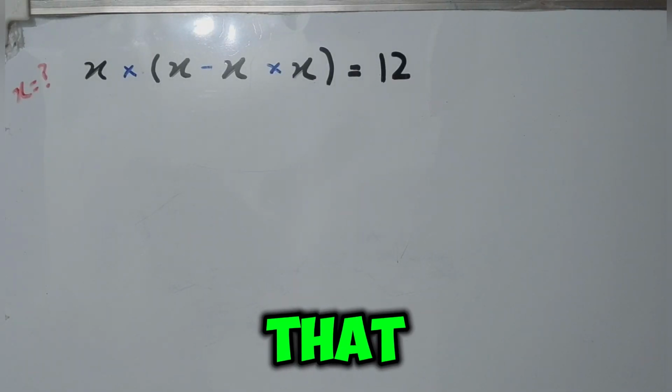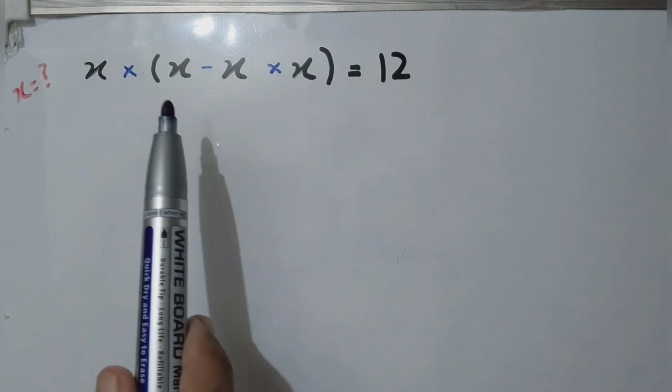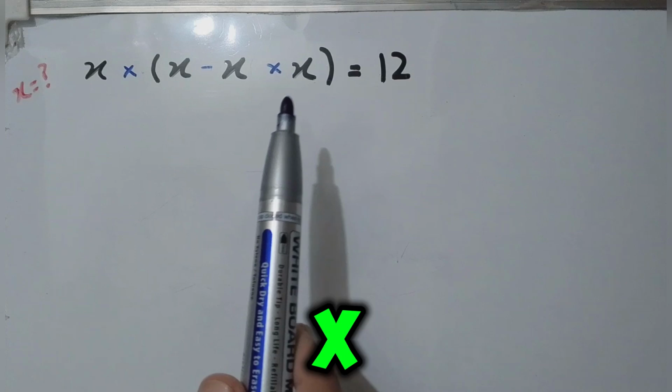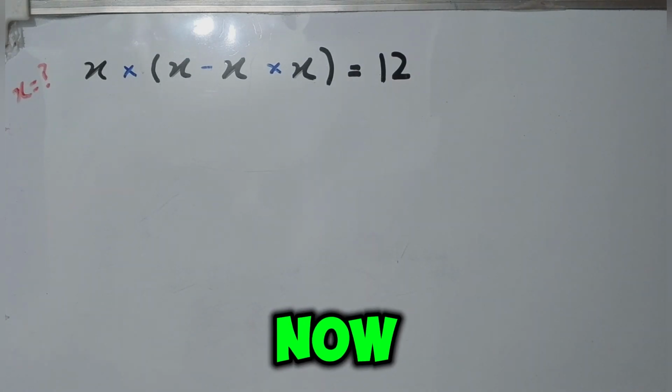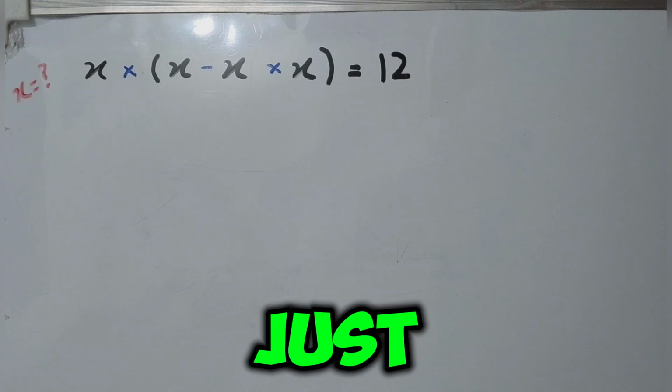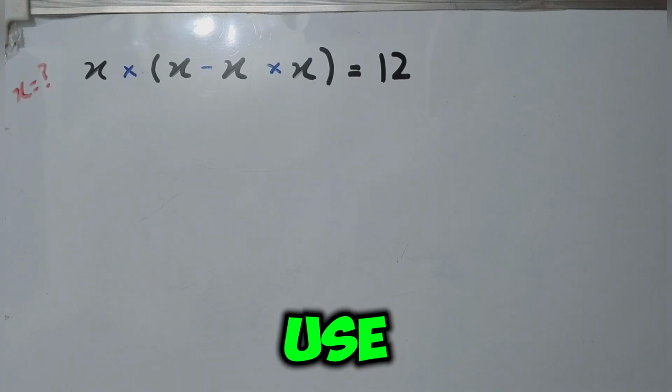So imagine that you were given this equation: x multiplied by (x minus x multiplied by x). This whole thing is equal to 12. Now you might be thinking that this is just another basic algebra problem, right? I'll use that method or this method to get to the answer. But wait, it's not that simple.